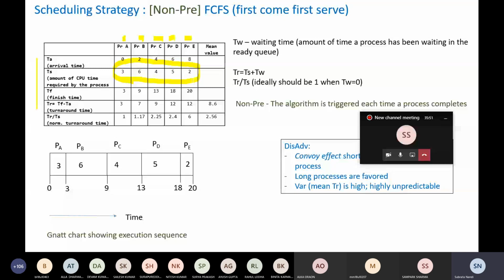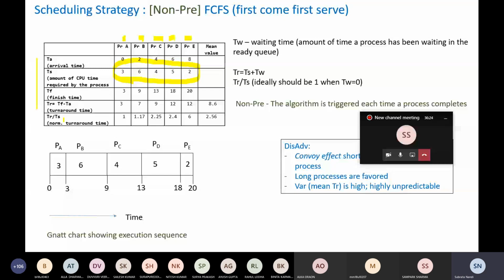Now finish time is, if you apply this strategy, you should be able to know when these processes are completed, with respect to time. And the turnaround time is the difference between the finish time and the arrival time. That's the definition that we all know. And the last one is the normalized turnaround time. That is the turnaround time normalized by the service time.